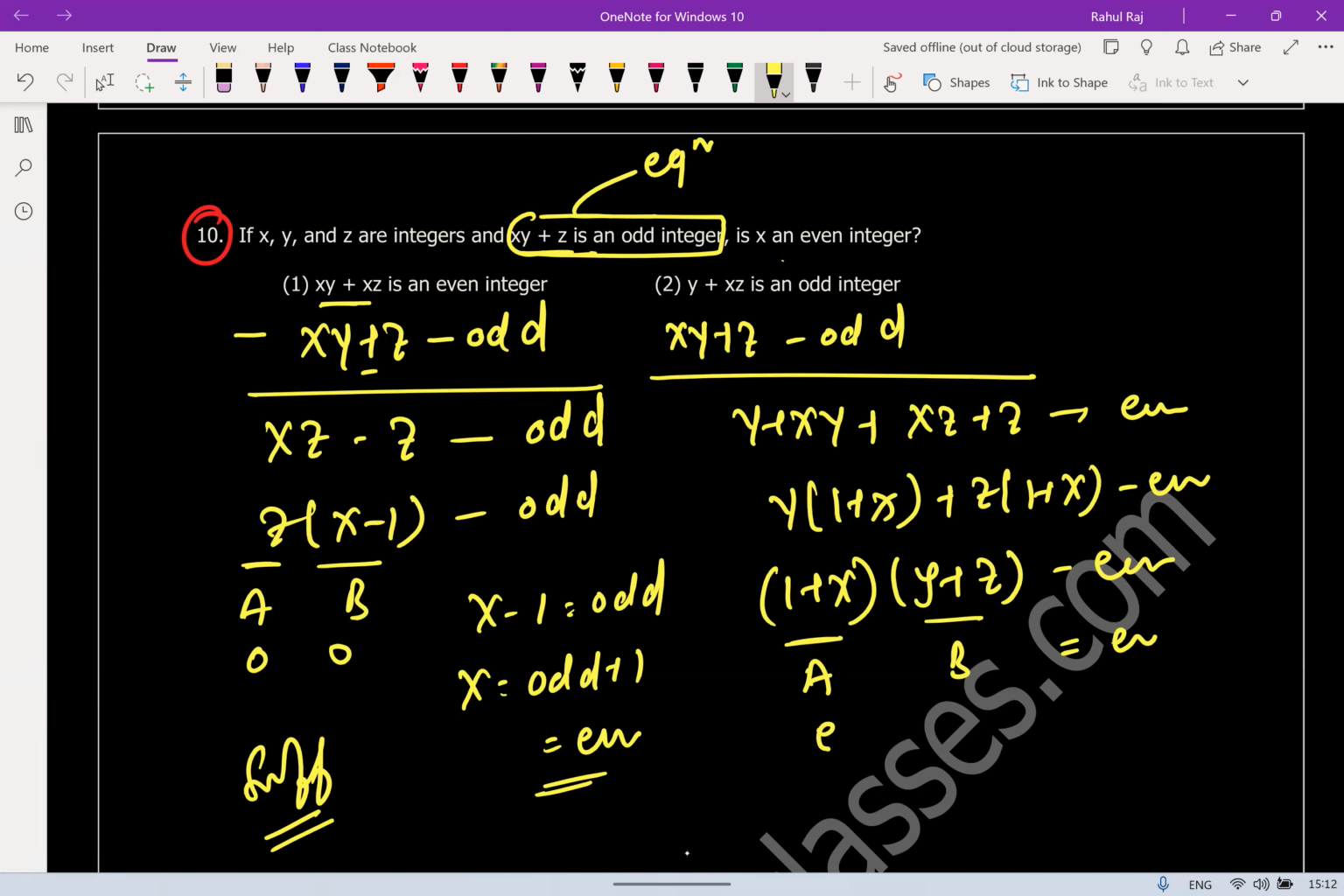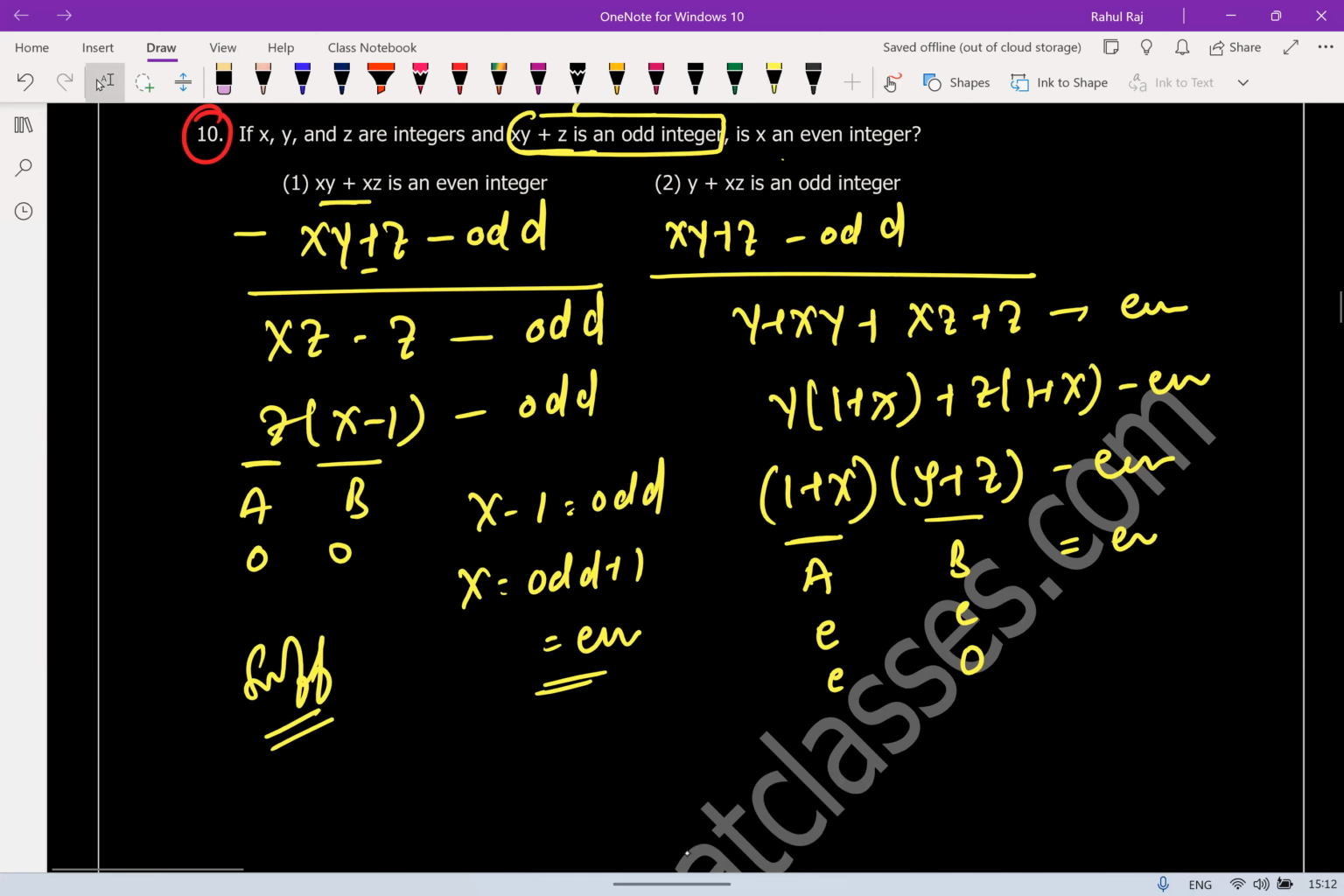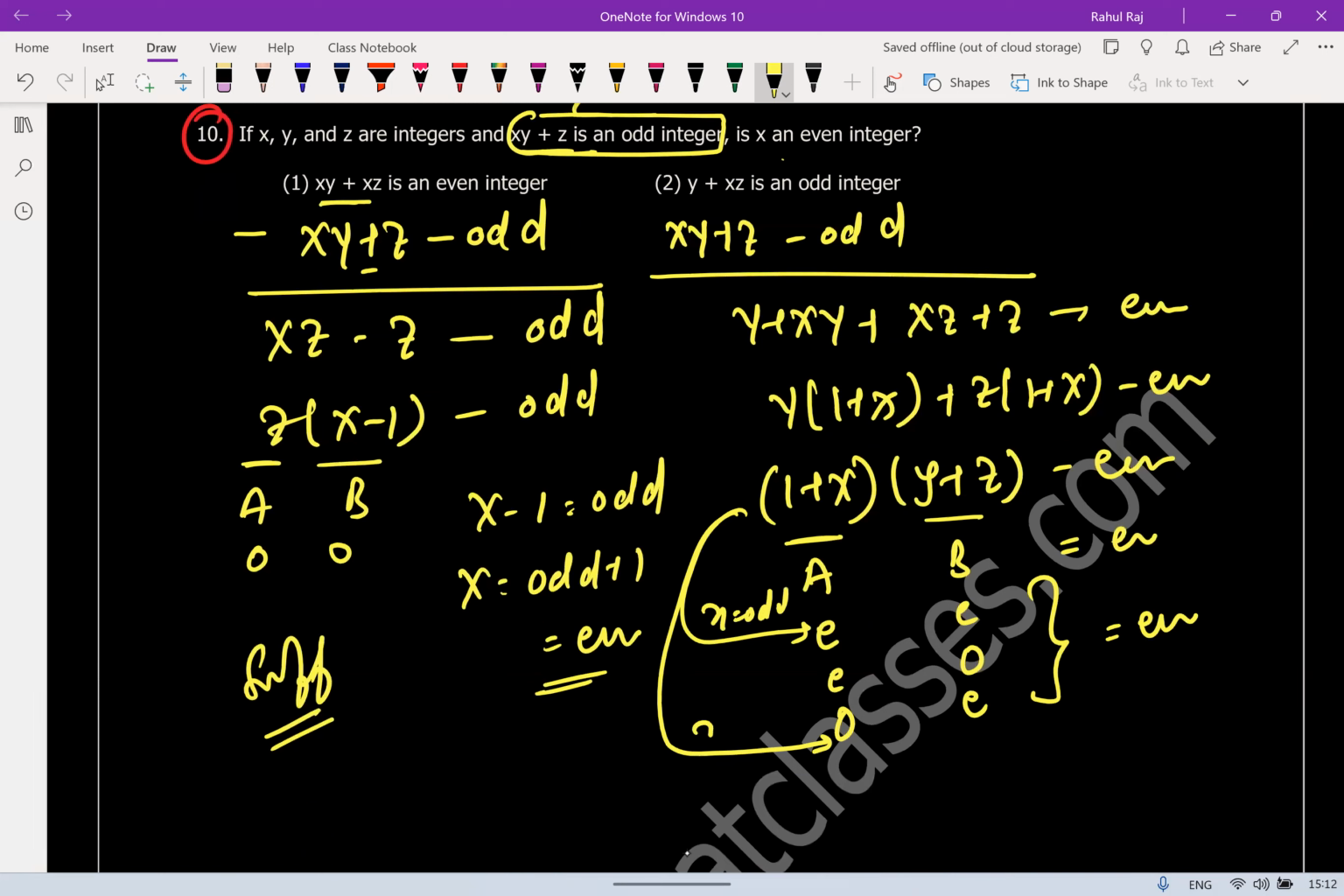When this is even, this is even. When this is even, this is odd. When A is odd, B is odd, even. In all the cases, you will get an even number. So 1 plus x can be even. If 1 plus x is even, x will become an odd number. 1 plus x can be odd. If 1 plus x is odd, x will become an even number because odd minus 1 will give you even. So in this case, x can be odd here and x can be even here as well. So this is not sufficient.